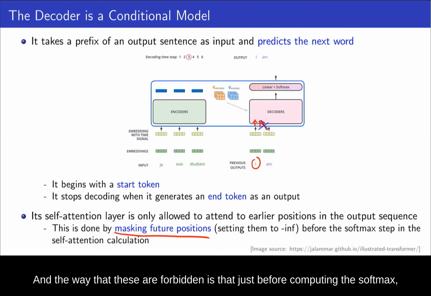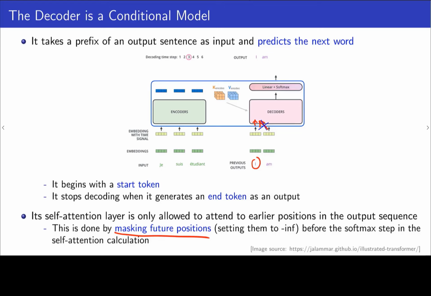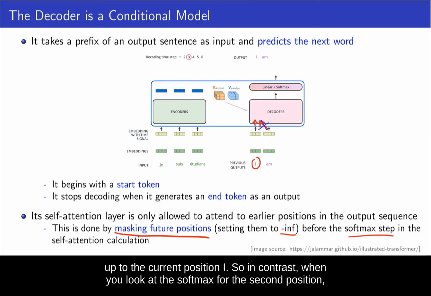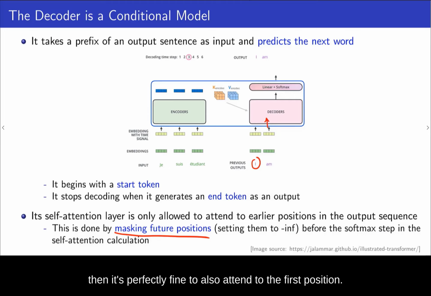And the way that these are forbidden is that just before computing the softmax, you actually set them to -infinity, such that the weight is only shared across all the positions up to the current position. So in contrast, when you look at the softmax for the second position, then it's perfectly fine to also attend to the first position. It's just not okay to attend to positions in the future.